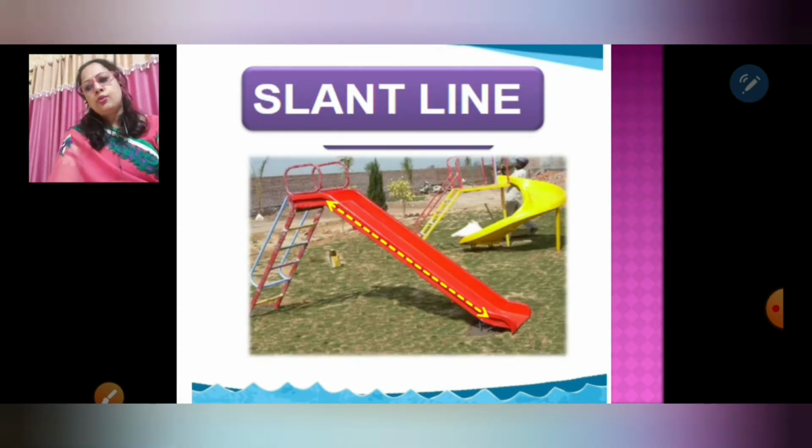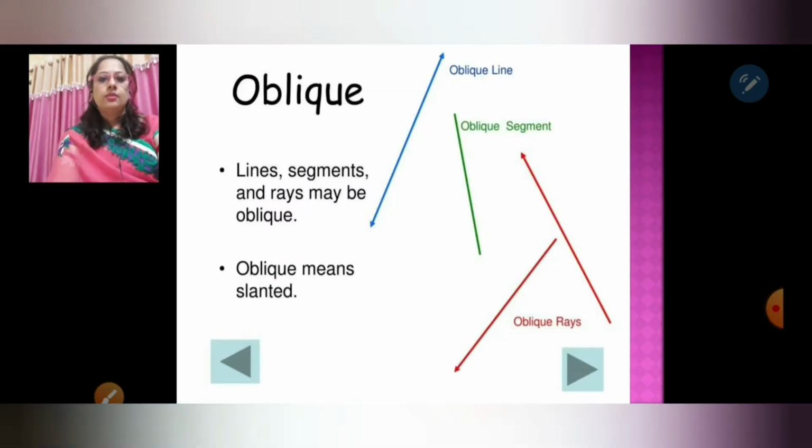Children, I know you all enjoy sliding down the slide, isn't it? Do you know a slide is an example of a slant line? Lines, segments and rays may be oblique. Oblique means slanted.